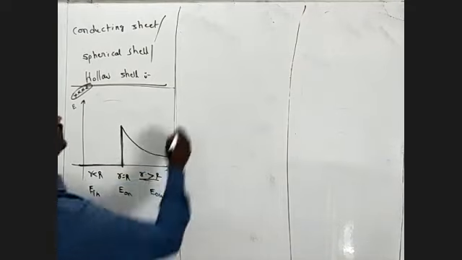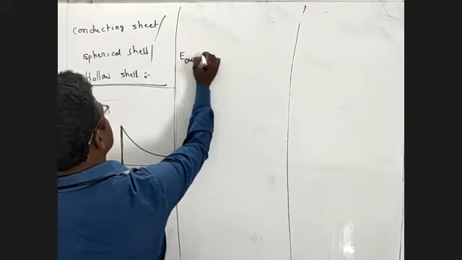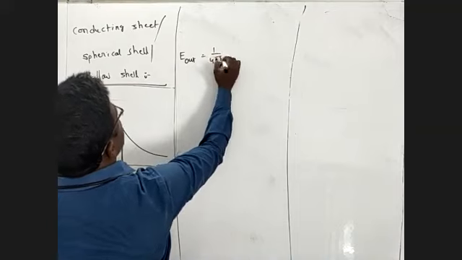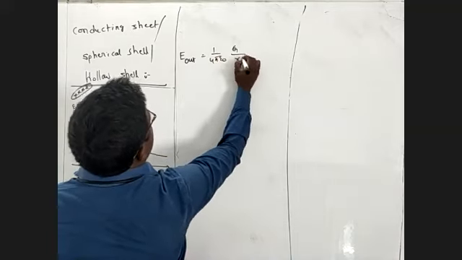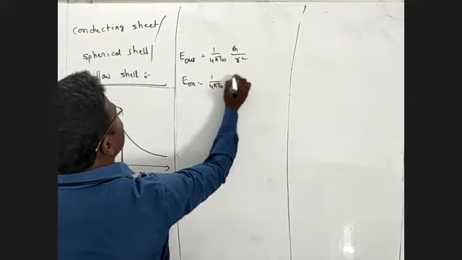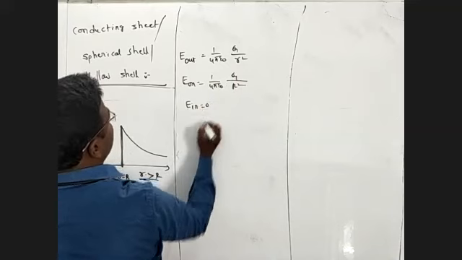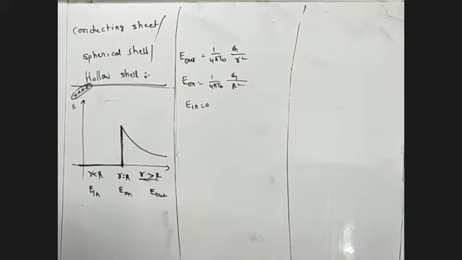Now, what are we getting? E out is equal to 1 by 4 pi epsilon naught Q by small r. E on is equal to 1 by 4 pi epsilon naught Q by capital R square. E in is equal to 0. Electric field is 0. That is the point.